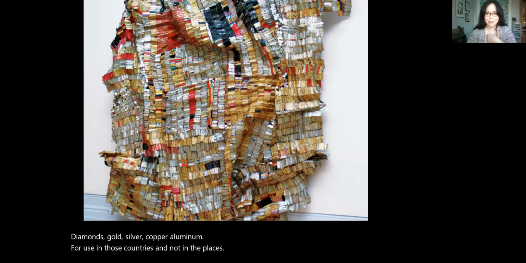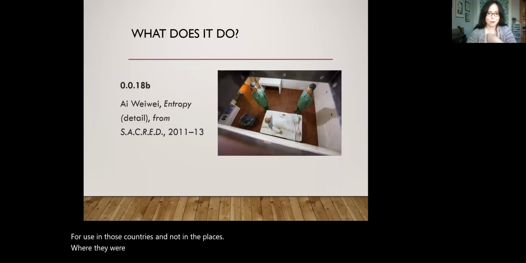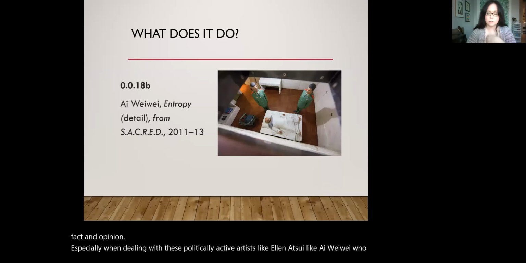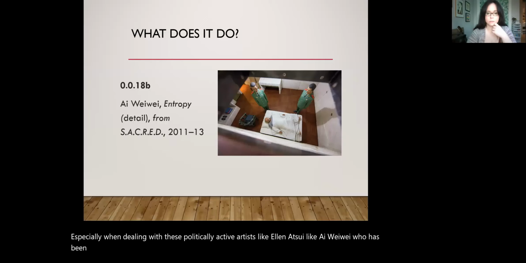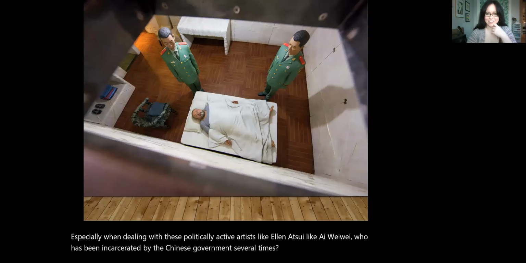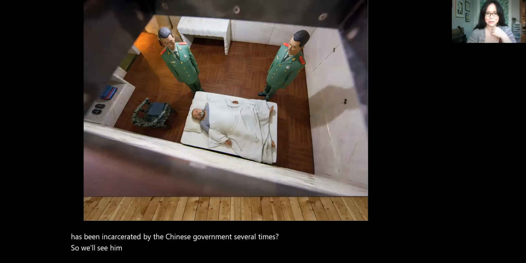So art can be very political, hence my statement about Martin Luther King Jr., hence my statement about how we need to be empathetic to each other, keep it evidence-based, know the difference between fact and opinion, especially when dealing with these politically active artists like Ellen Atsui, like Ai Weiwei, who has been incarcerated by the Chinese government several times. So we'll see him again, definitely, in a couple Gateway images, actually.